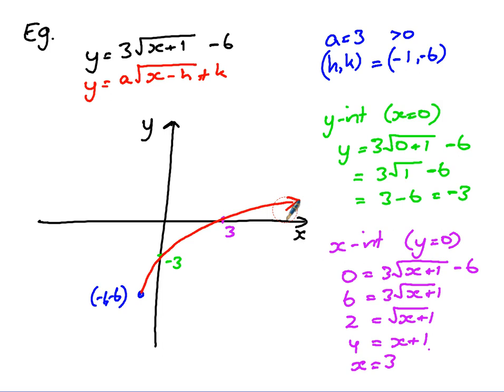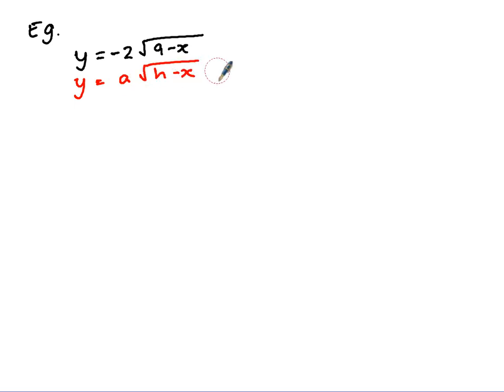So let's have a look at a second example. So this one's a little bit different. So y is equal to minus 2 square root 9 minus x. First thing I'm going to do, write down general form straight underneath. I'm going to write down square root h minus x plus k, just to acknowledge it is going to go to the left.